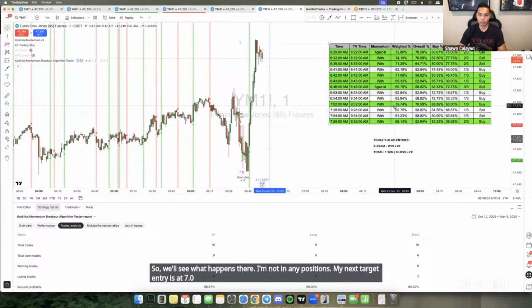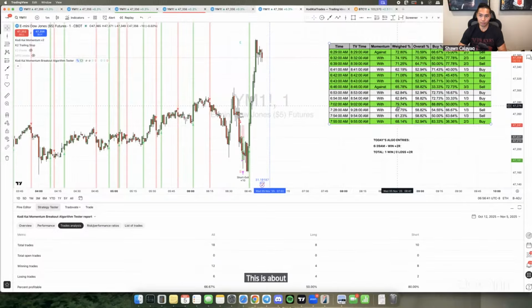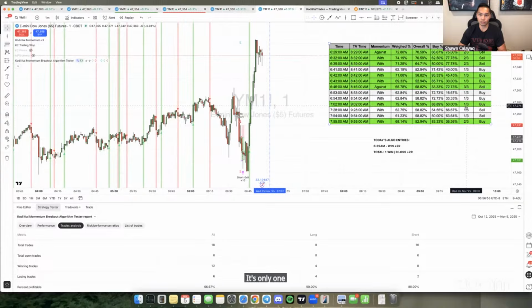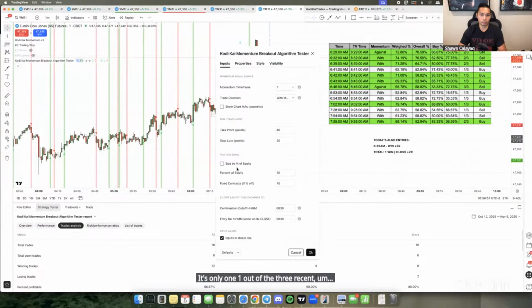It has a weighted percentage of probability of 79.74. So this is pretty big. This is about 29, 30% edge weighted. Overall for buys and sells, it's at 70.59. Buys have 88.89 and sells have 50%. It's only won one out of the three recent entries. Let me check to see why that is the case.